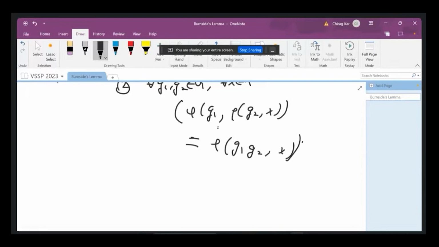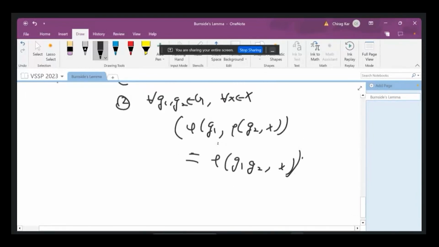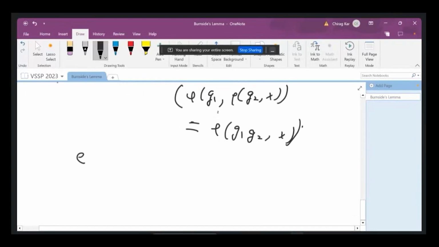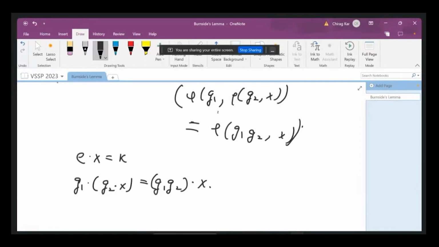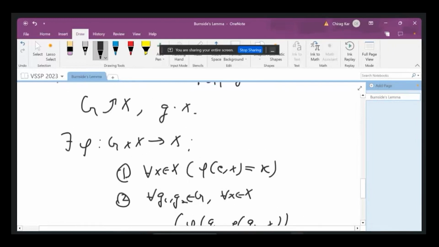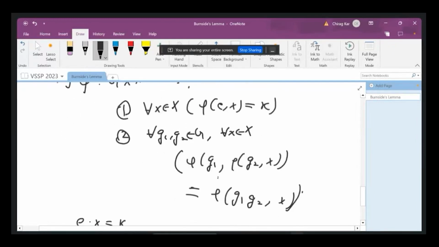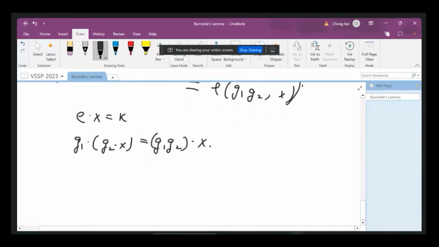I'll write it in a different notation over here. All I'm really saying is we have that E dot X is equal to X, and G1 dot G2 dot X is the same as G1 G2 dot X. Does anyone have any questions over here? Please feel free to interrupt me at any point and ask me any questions that are present.